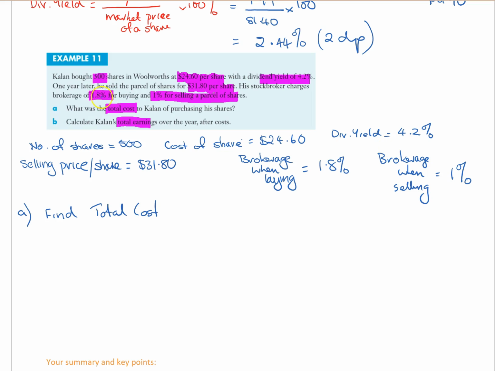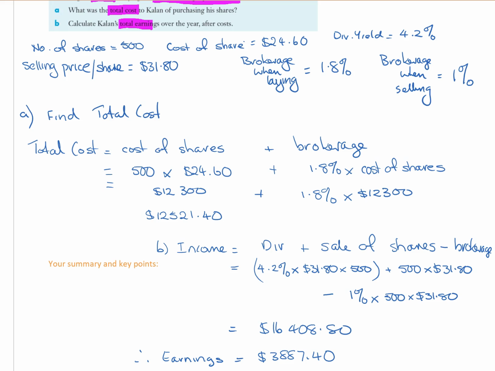You're told that 1 year later he sold the shares for $31.80. So important to distinguish between the cost of the share and the selling price of the share. 1 year later means he will receive a dividend. His stockbroker charged 1.8% when buying, so brokerage when buying 1.8% and brokerage when selling 1%. What was the total cost? So you can see I've worked out the total cost, which will be the cost of the shares and the brokerage.